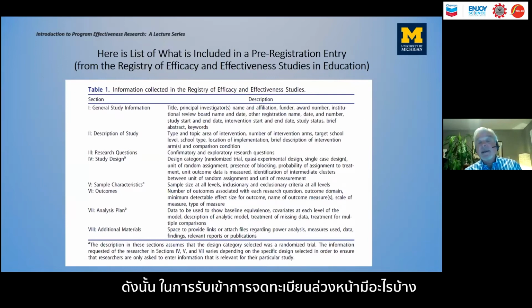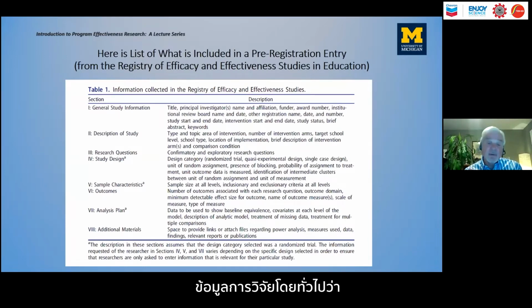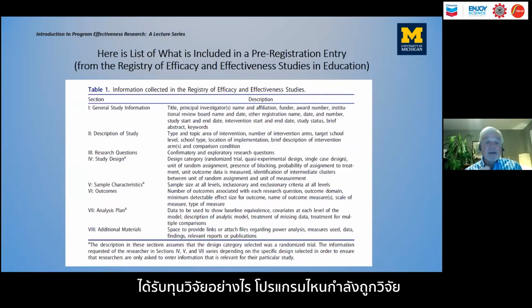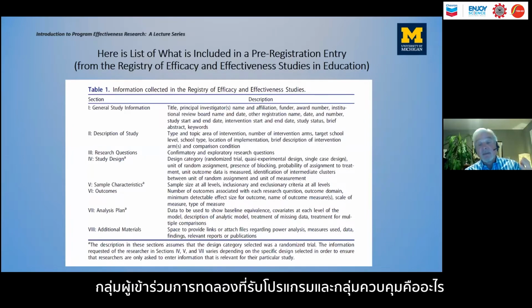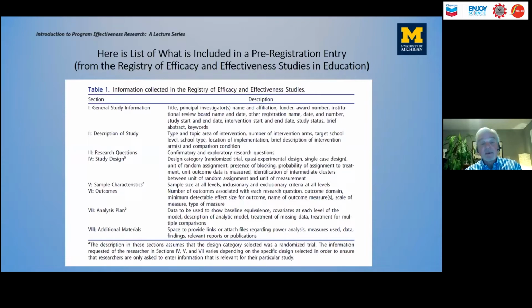So what's in a pre-registration entry? General study information. Who are the PIs? How was it funded? What intervention is being studied? When was the study going to be conducted? A description of the study. What kind of intervention are you studying? What are the treatment and control arms? What kind of schools are you going to be doing? Where is the study going to be conducted?